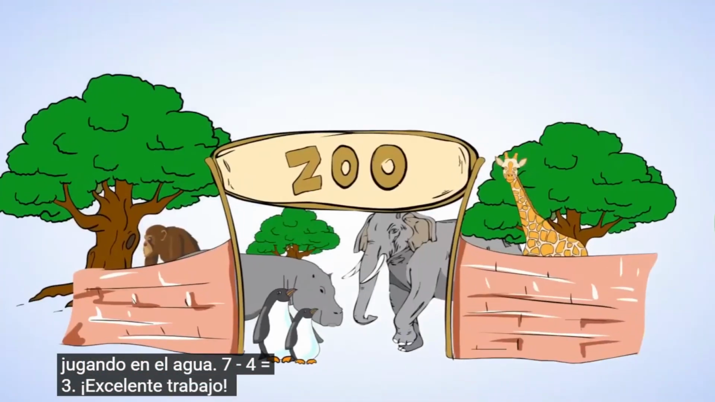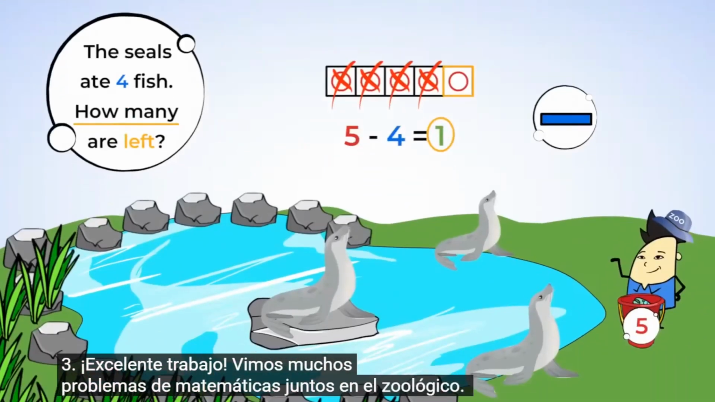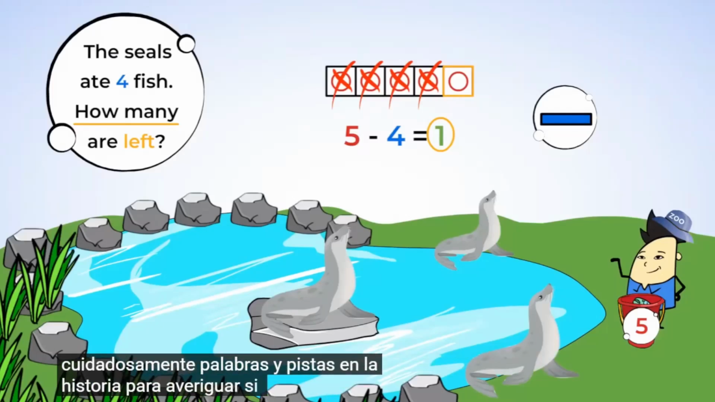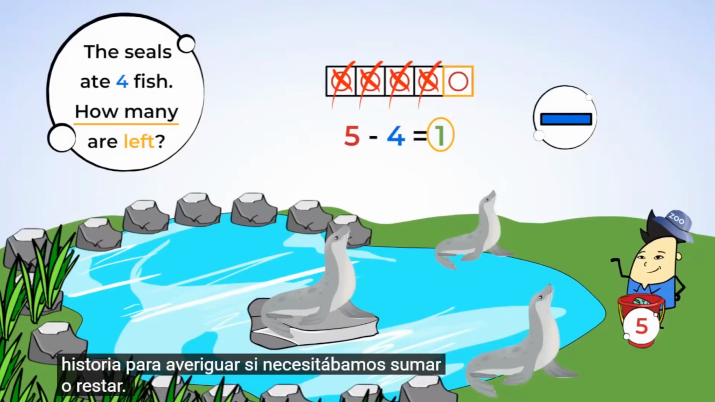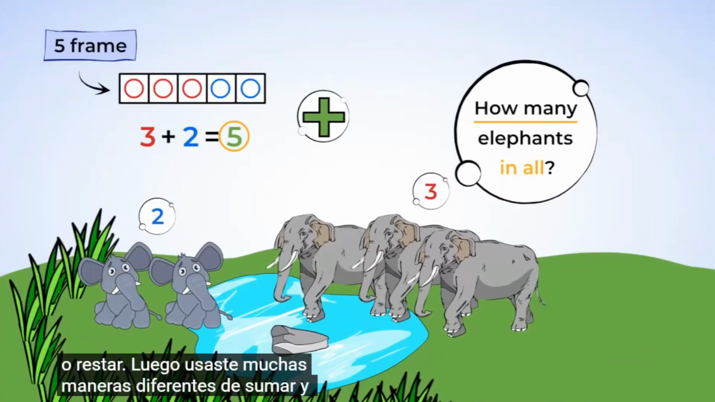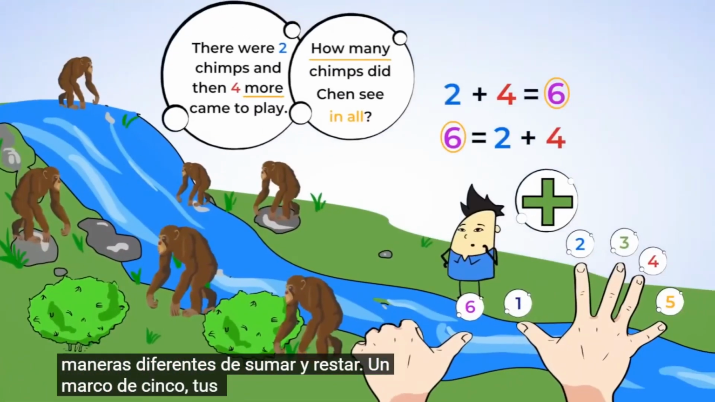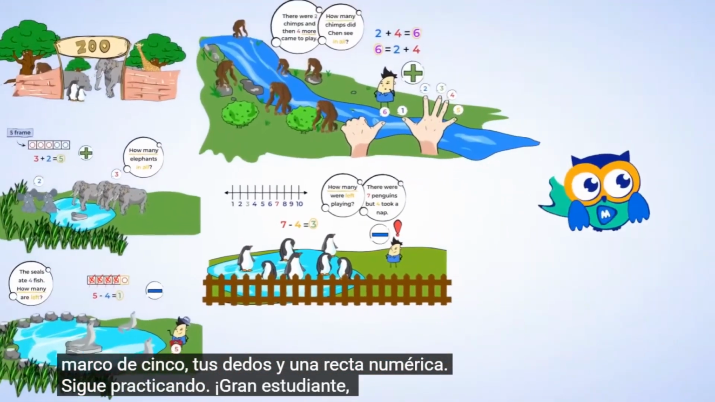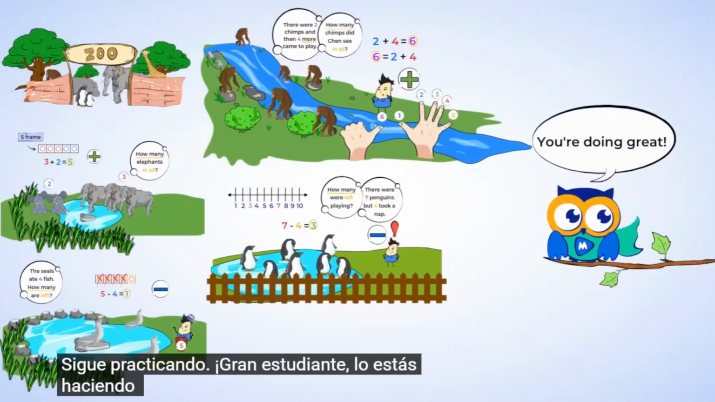Amazing work! We solved so many math problems together at the zoo. We looked carefully for words and hints in the story to figure out if we needed to add or subtract. Then, you used lots of different ways to add and subtract. A 5 frame, your fingers, and a number line. Keep practicing, mighty scholar. You're doing great.